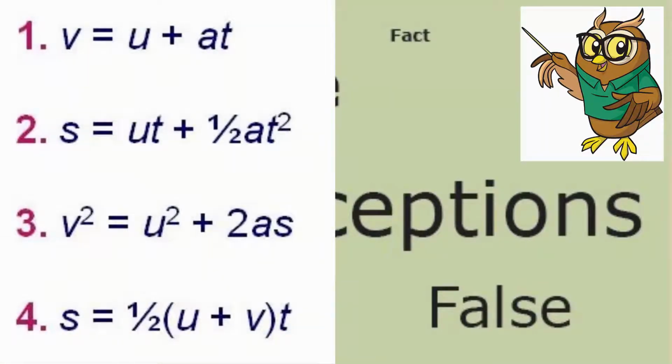So, have a quick look at the four formulas, and I hope you will see that S is going to be ut plus a half at squared. That's the formula we need because we have S, u, and a, and we're looking to find t, the time at which it hits the ground.